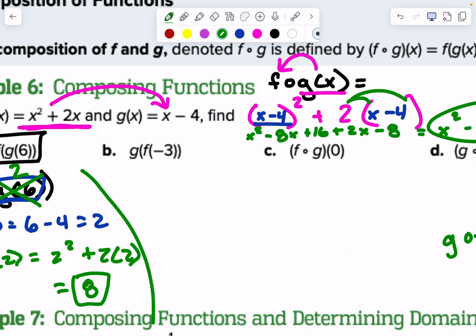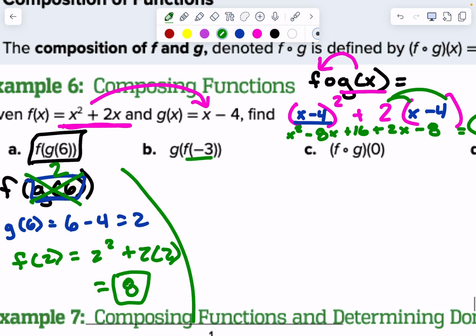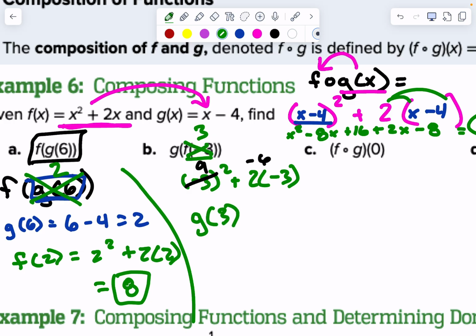This one, we want to plug negative 3 into f first, right? So negative 3 squared plus 2 times negative 3. This would be 9 minus 6. So f of negative 3 is 3. Now I'm going to find g of 3. I plugged it into f, and now I'm going to plug that number into g. So g of 3 is 3 minus 4, so the final answer is negative 1.